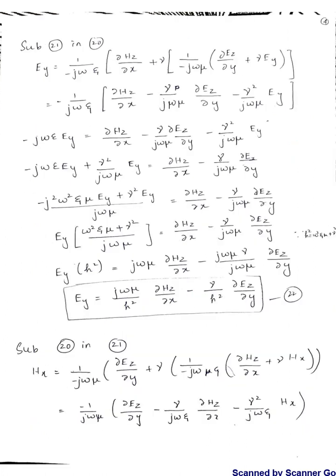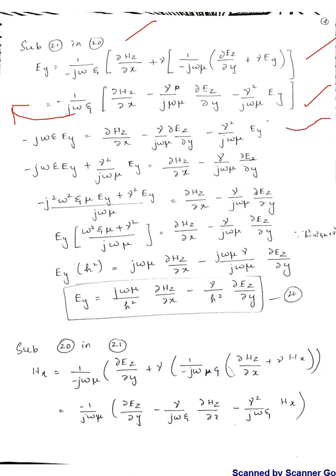So I have got those equations as 20 and 21. Now I'm going to substitute this 21 in the 20th equation. So I'll be getting the equation like this, and after some simplification, I'll be getting like this, and after that I'm going to bring this j omega epsilon to the left hand side. So I'll be getting minus j omega epsilon Ey, and the remaining terms I have written as it is.